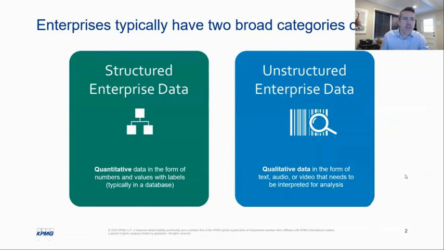Then on the other side, we have unstructured data. This is going to be more qualitative data, so text or audio or video or images, essentially data that we don't know what it means without doing some type of analysis or interpretation of that data. So these are the broad categories. And then there is a third category called semi-structured that's kind of in the middle. But for purposes of this, we'll just think of these two high categories, structured and unstructured.